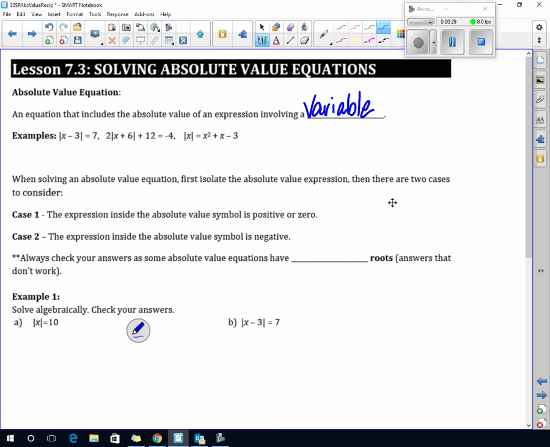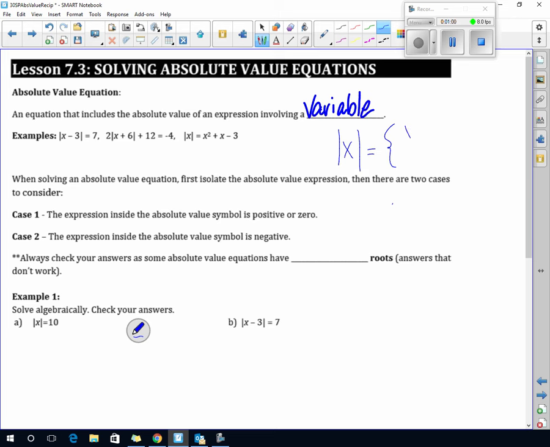Okay, so here's the steps on how to do this. When solving an absolute value equation, you first have to isolate the absolute value. Then you need to consider two cases. Because remember, what's the definition of an absolute value again? It's two cases. What was it? X, positive x when x is greater than or equal to 0, and negative x when x is less than 0, yes? So that's case 1.